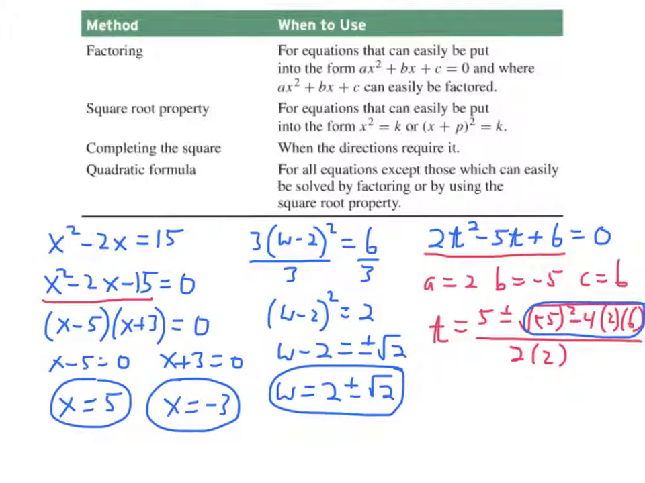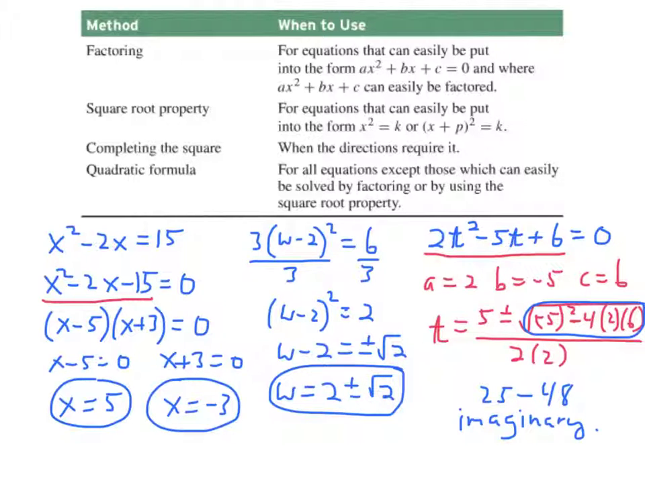negative 5 squared is going to be 25. And then you're going to subtract from that. 4 times 2 is 8 times 6 is 48. And so that's going to be a negative number underneath that square root. So you are going to end up with imaginary numbers in your solution here. And you would use the quadratic formula to finish working this out, and you'd write those in terms of i and simplify it down.